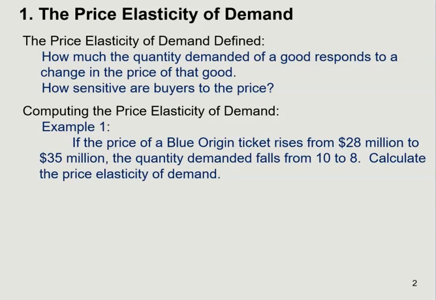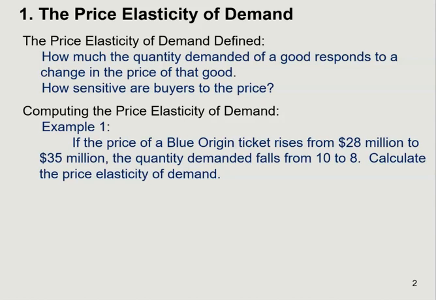Here is a pretty quick example. If the price of a Blue Origin ticket rises from $28 million to $35 million, the quantity demanded falls from 10 to 8. Of course, this is a hypothetical example. But Blue Origin, that's the aerospace travel vehicle, right? And invested by Jeff Bezos, the owner of Amazon. So you could say that the price is crazy, right?